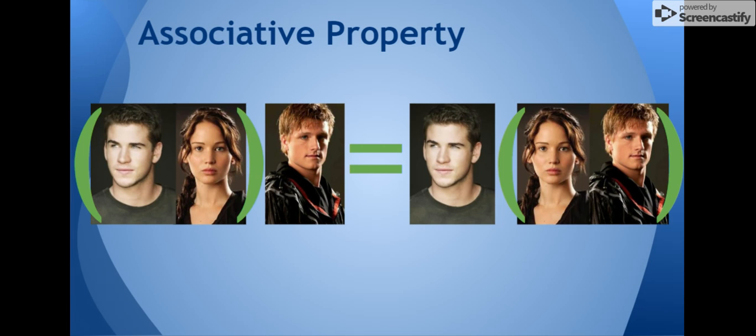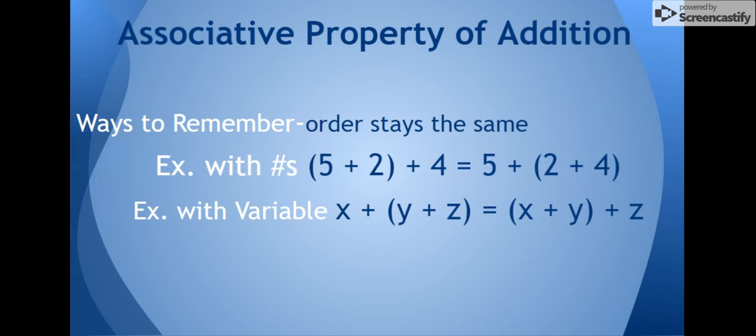In the first one, she's associating with Gale. In the second one, she's associating with Peeta. So associative property is where the order stays the same, always stays the same, and the parentheses changes. So again, you could have it switched where the parentheses is around Katniss and Peeta first, and then around Gale and Katniss second. That's okay. They're still equivalent. So associative property is when the parentheses changes. So for this one, the order, ways to remember, order stays the same.